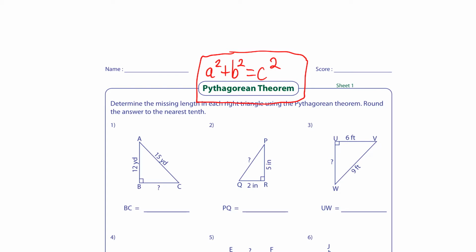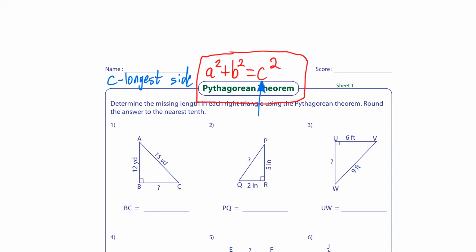Now, when we're labeling these, the one that's really important is to get the C, okay? This C right here. So where does the C come from on the right triangle? The longest side. The C is always the longest side. C is always the longest side of the right triangle.